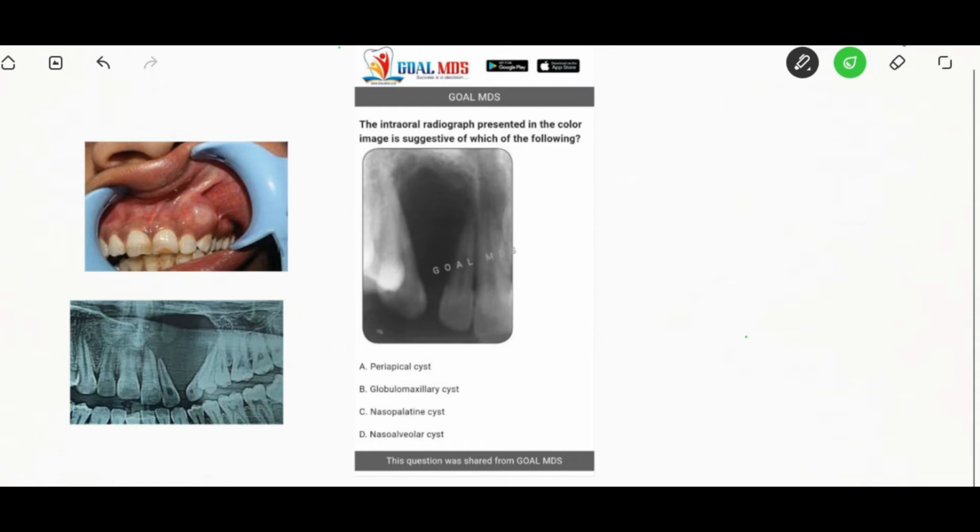So here is the question. The intraoral radiograph presented in the color image is suggestive of which of the following? So it is suggestive of globulomaxillary cyst. It is a cyst that has been described as a fissural cyst that is found within the bone between the maxillary lateral incisors and the canine.